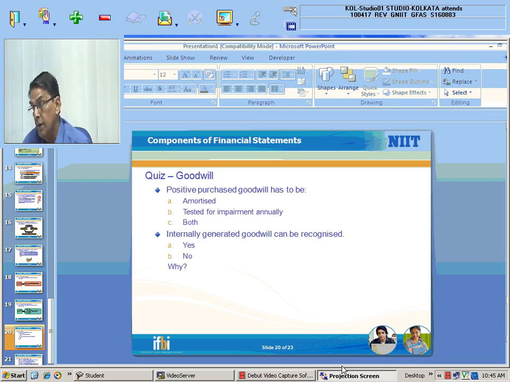Simple reason. Internally generated goodwill, its cost can never be reliably measured. So something whose cost cannot be reliably measured, we cannot recognize it. So internally generated goodwill of a company cannot be recognized as an intangible asset. That is a simple answer.